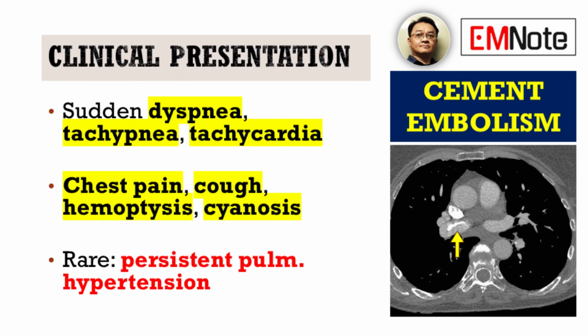So, how might a symptomatic patient present? While most are asymptomatic, symptomatic PCE can manifest acutely. You may encounter patients with sudden onset dyspnea, tachypnea, chest pain, cough, hemoptysis, or even signs of hypoxia like cyanosis. Tachycardia is common, and in rare circumstances, symptoms may progress to include dizziness or diaphoresis. Long-term sequelae, such as persistent pulmonary hypertension, though extremely rare, are also possible.